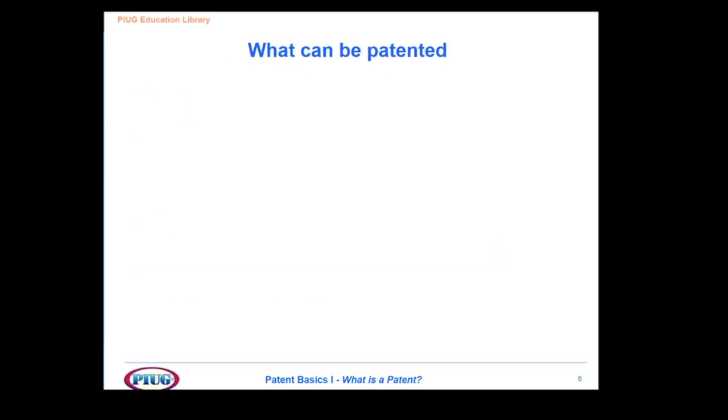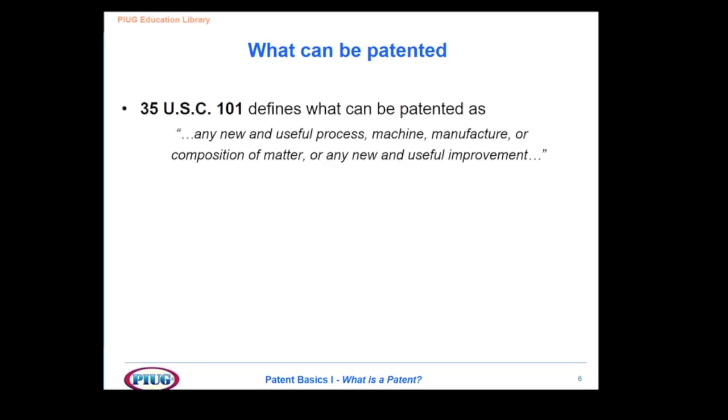Certain sections of 35 U.S.C. patent laws are well known, and they define what can be patented or the conditions for patentability. For example, 35 U.S.C. 101 defines what can be patented as any new and useful process, machine, manufacture, or composition of matter, or any new and useful improvement.